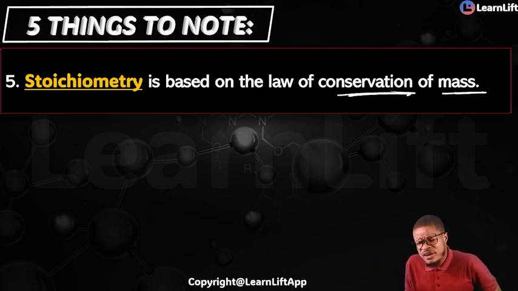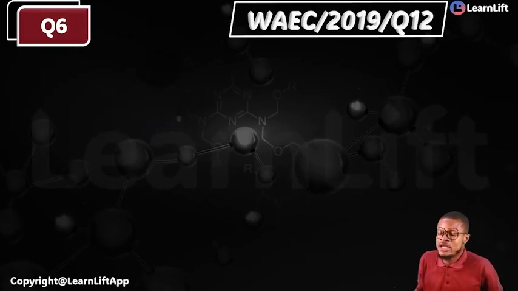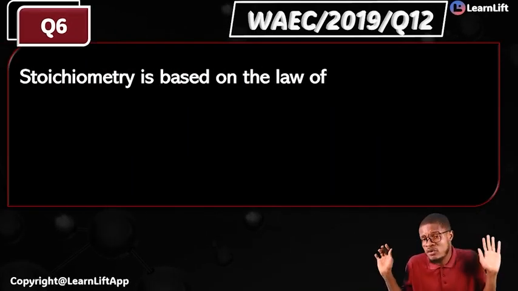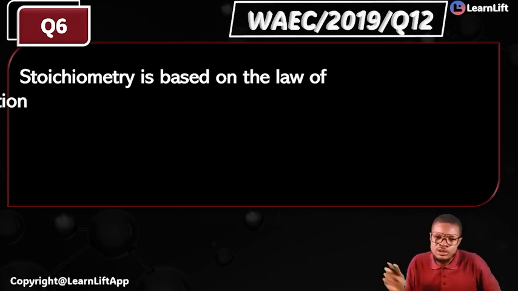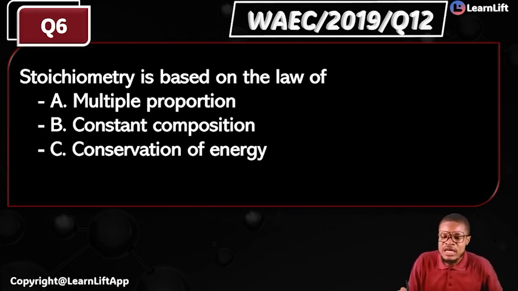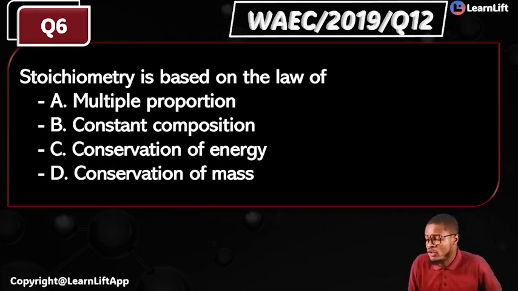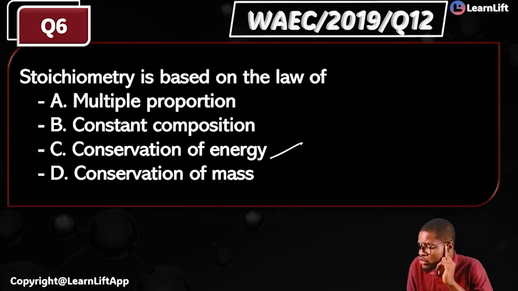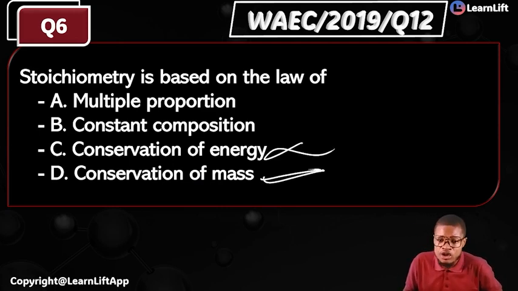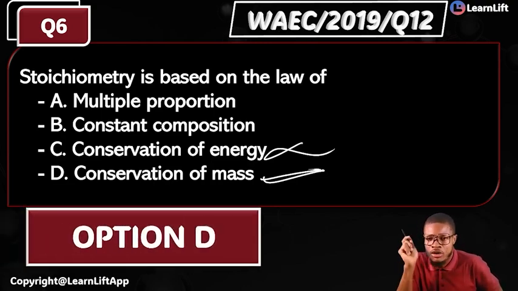If you understand this very, very quickly, look at WAEC 2019 question 12. A sweet question. The question says stoichiometry is based on the law of what? Option A says multiple proportion. Option B says constant composition. C says conservation of energy. And D is conservation of mass. Listen, it cannot be conservation of energy. Never. It is conservation of mass or conservation of what? Matter. Making option D the correct answer to this question.